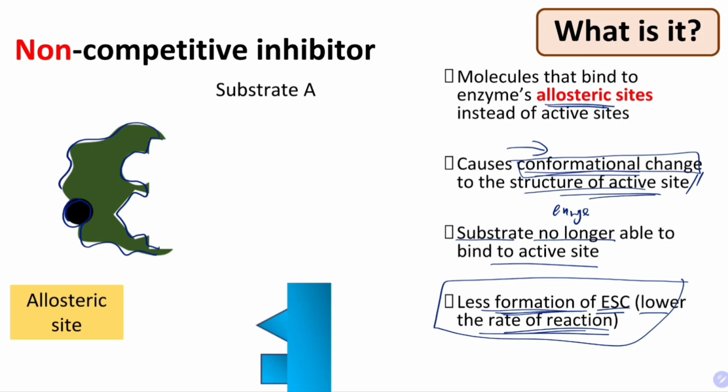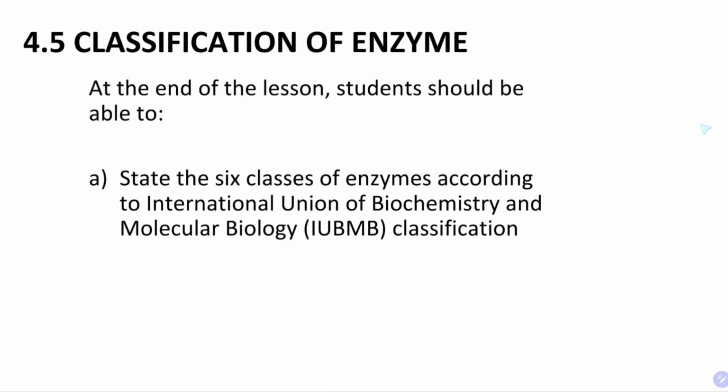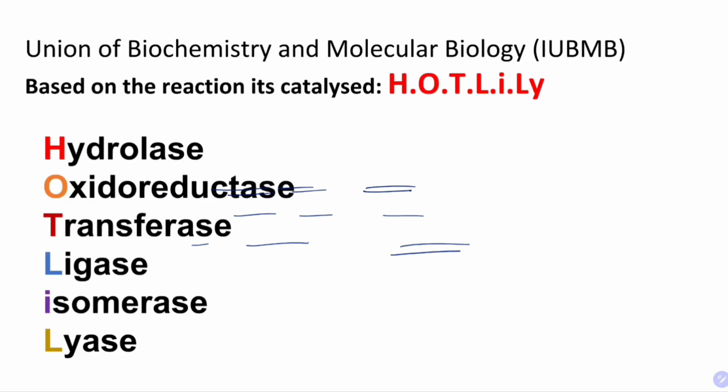So the last subtopic is 4.5, classification of enzyme. So state the 6 classes of enzyme according to the International Union of Biochemistry and Molecular Biology, IUBMB, classification. So untuk ini awak hanya perlu state saja the 6 classes of enzyme, lepas tu example.